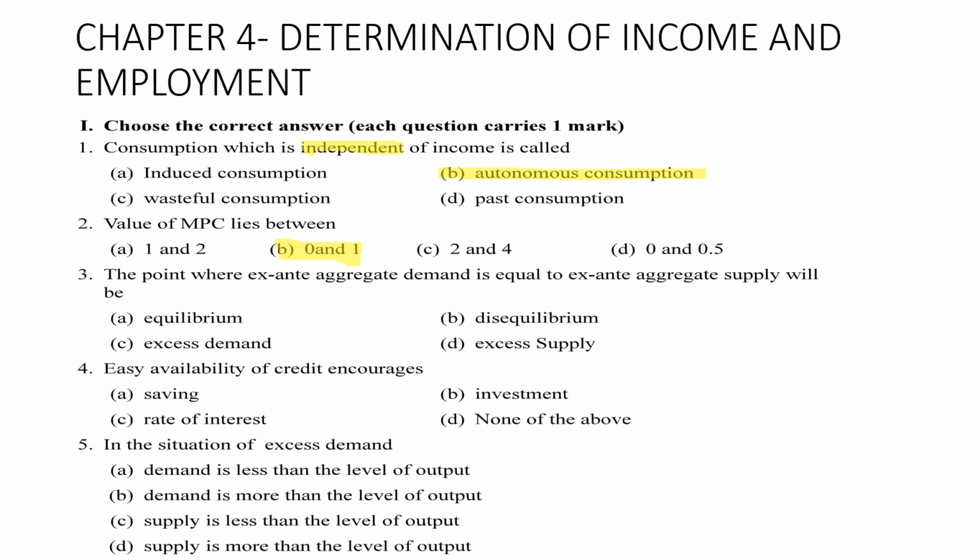Third question, the point where aggregate demand and aggregate supply are equal. See, whenever there is a term equal, you should remember the word equilibrium. The point where aggregate demand and aggregate supply are equal will be called the point of equilibrium.